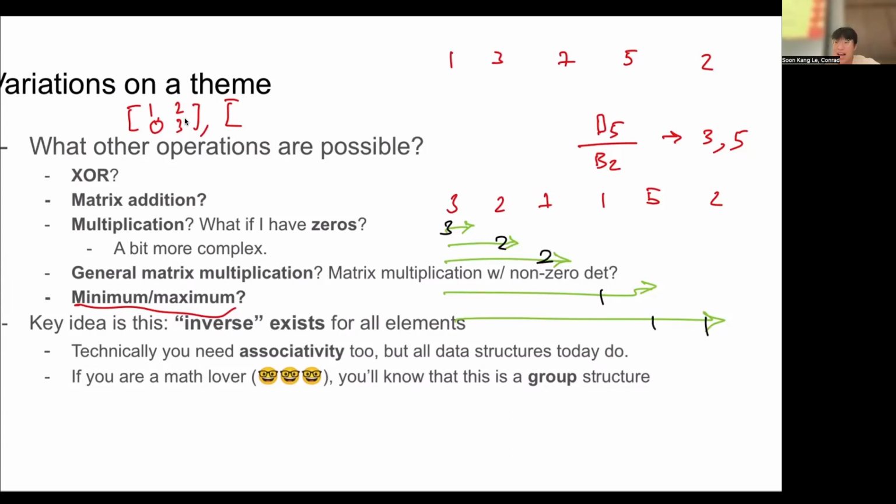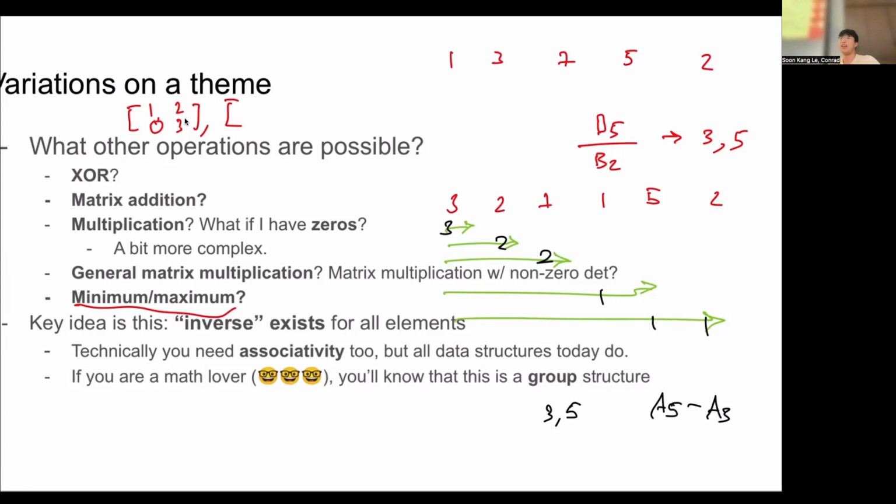The idea just now was, in order to find the answer from 3 to 5, we took the answer from 5 and we subtracted away the answer from 3. That is what we did just now, correct? Can we do that if what we computed is the minimum of the range from 0 to n? Not really.